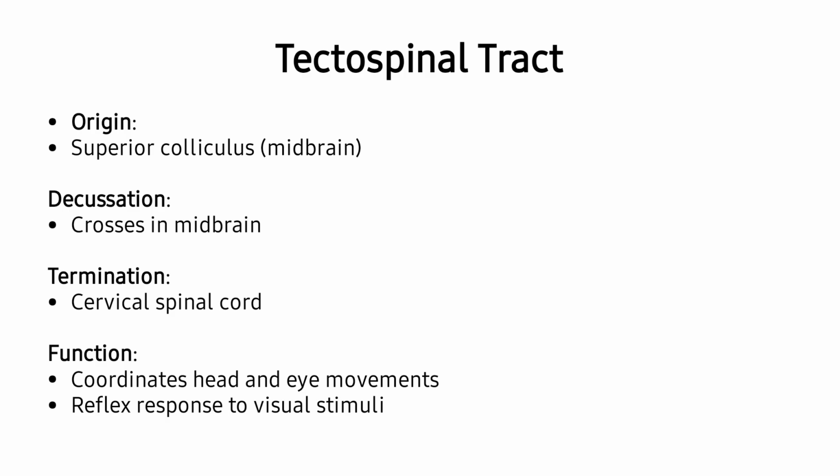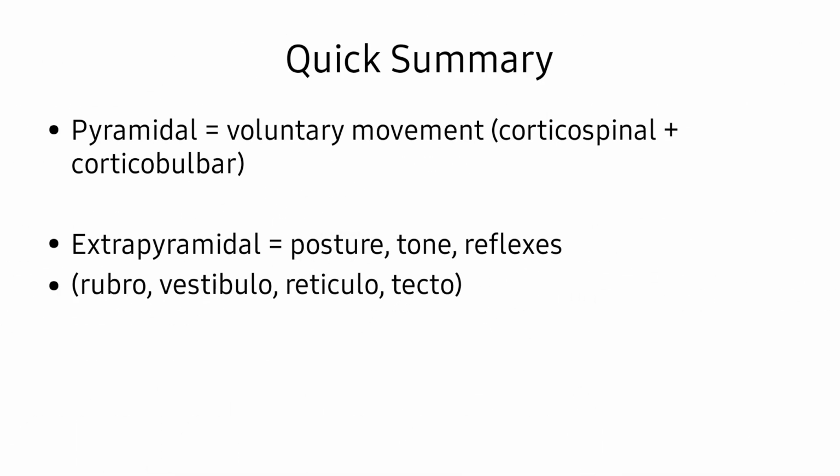So once there's a stimuli, you are able to turn your eyes towards that visual or auditory response due to the tectospinal tract. What is the takeaway message from this? So a quick summary is that the pyramidal are involved in what? Voluntary movement. That's why the corticobulbar terminates on those motor nuclei, and it will tell you of that function. The corticospinal, skilled and fine movement. Okay. Then the extrapyramidal is responsible for what? For posture, tone, and reflexes.